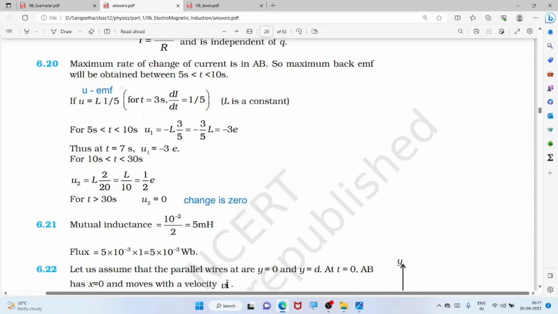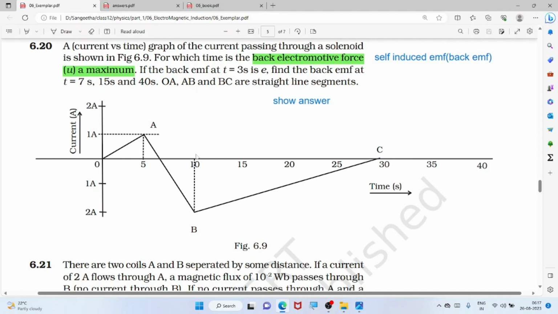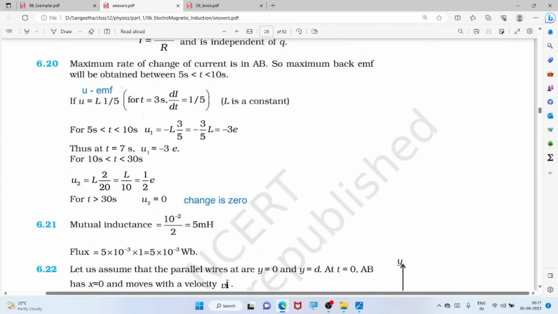For between 10 and 30 seconds, di is 2, dt is 20. 10 to 30 seconds, that is 20 seconds. Here 0 to 2, so 2 di, rate of change of current is 2, time is 20, 2 by 20. So now this change is 0.